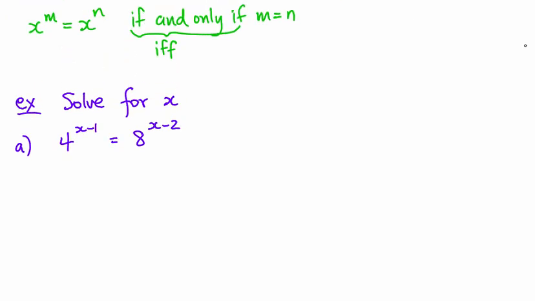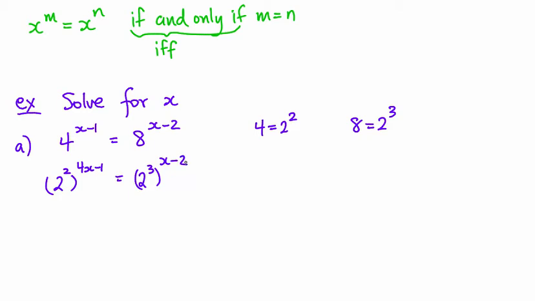Right now we don't have the same base, but 4 is the same as 2 squared, and 8 is the same as 2 cubed. So you can change this 4 to 2 squared to the x minus 1, and this 8 to 2 cubed to the x minus 2, and then we have a rule that if x to the m to the n, you just multiply the m and the n together. So this becomes 2 to the 2x minus 2 and 2 to the 3x minus 6.